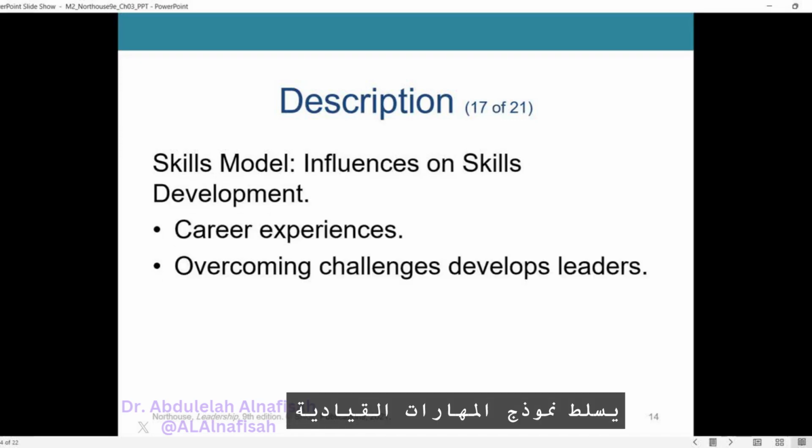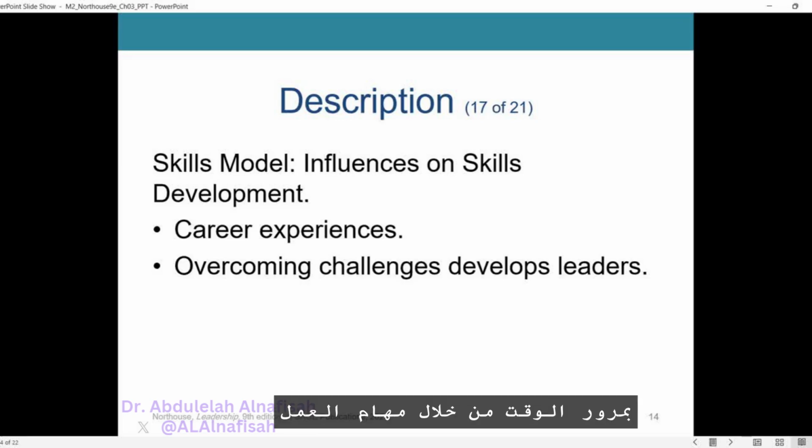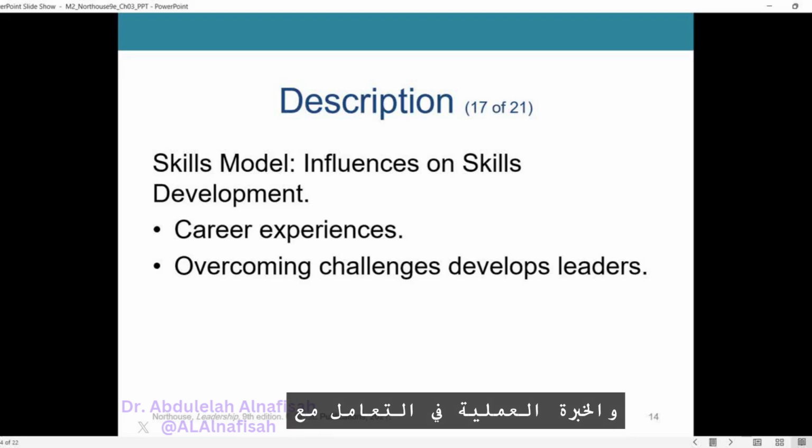The skills model of leadership highlights that career experiences play a crucial role in shaping a leader's competencies, knowledge, and ability to solve complex problems. Leaders develop their skills over time through challenging job assignments, mentoring, training, and hands-on experience in addressing new and difficult situations.